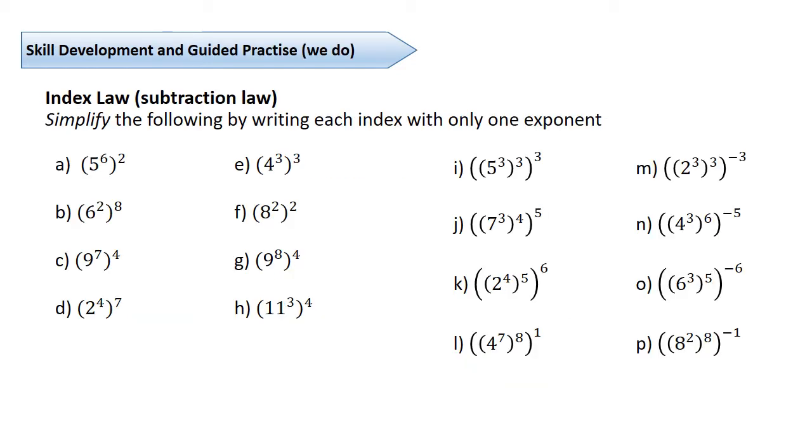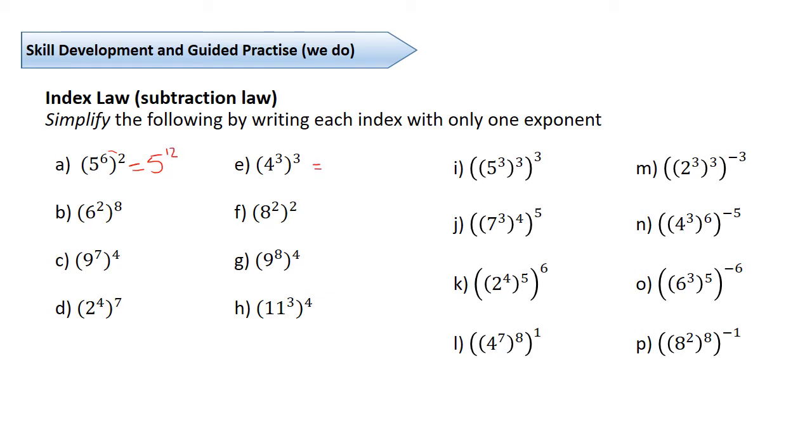Okay guys, so what we have here is a bunch of we do questions. Before I let you just have a crack at all of them yourselves, I might do some of the trickier ones, just to give you a bit more of a look at how to apply this power rule. So I have 5 to the power of 6, all to the power of 2. I simply multiply those two powers and I get 5 to the power of 12.